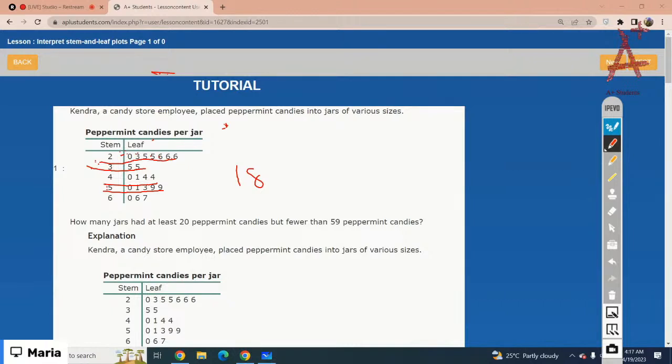Can you guys please stop talking and focus on the lesson we are working on?